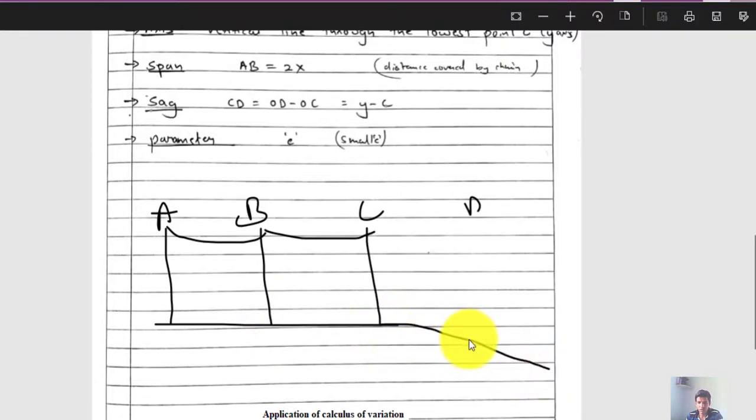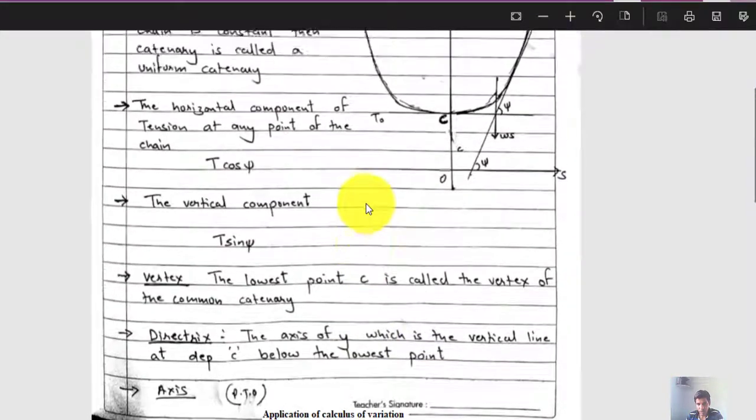So what will happen, there is also one more pole over here, and this time this pole is, suppose, 30 feet. Now see here, between these points, is this chain hanging uniformly? What will be your answer? Okay, so this is also a catenary. So what is the definition of catenary?